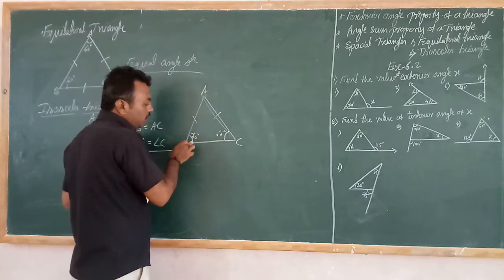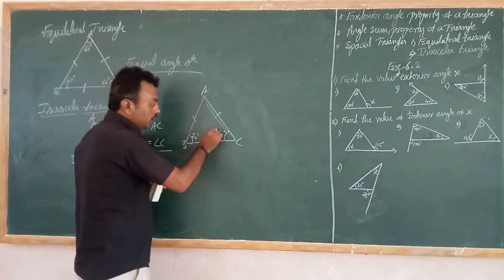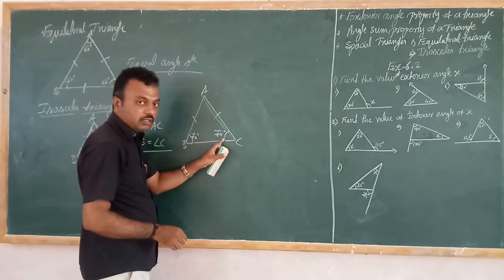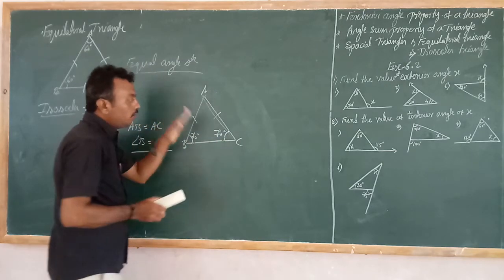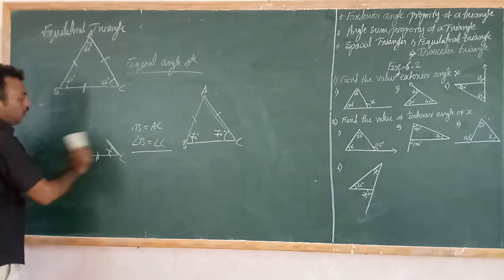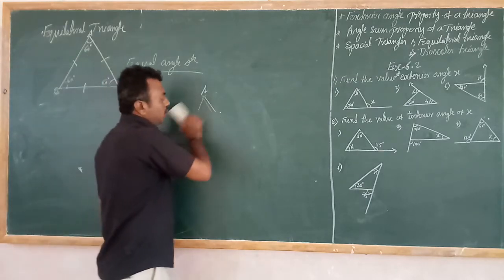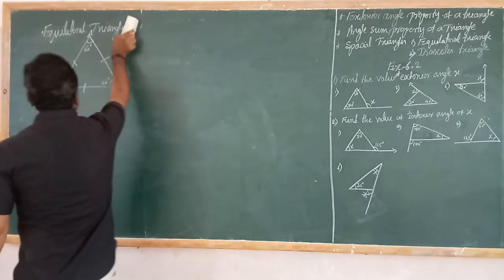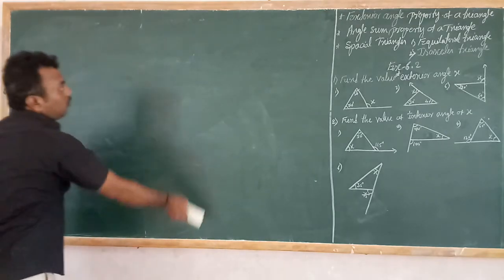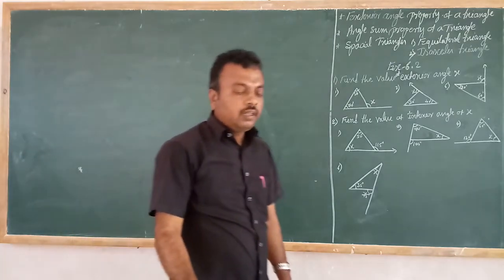Suppose angle B is equal to 70 degrees, angle C is also 70 degrees. If this is 70, this is 70; if this is 60, this is 60. Okay, so this is the property of the isosceles triangle. And then this is an equilateral triangle. So these are the properties of the triangle.